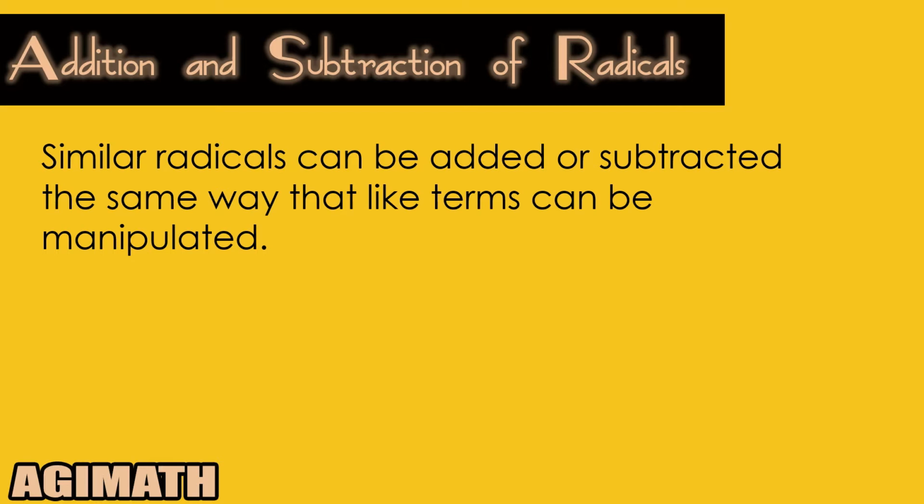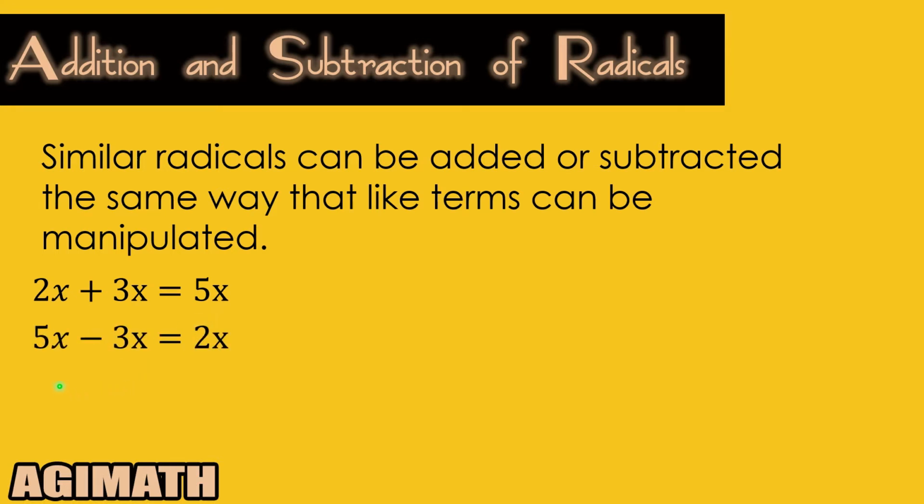If you can still remember, during your grade 7, you were taught about similar terms or like terms. Example, 2x plus 3x is equal to 5x. So how did we come up with 5x? We just copy the common variable, x, and then add the numerical coefficients because they are like terms. So again, copy the common variable and then add the numerical coefficients. That's why we have 5x.